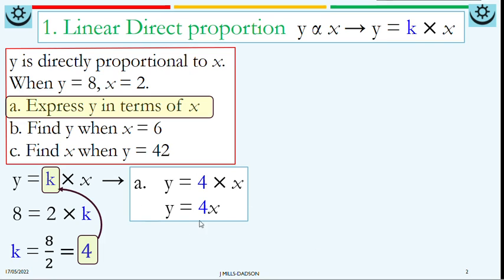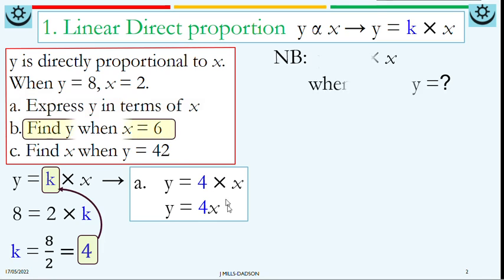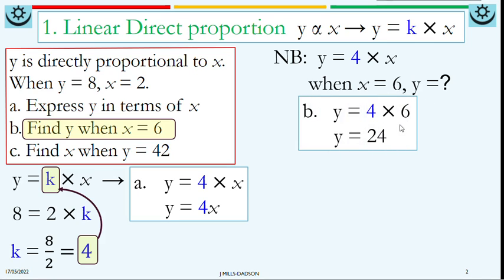And once you have the answer for the formula, that's what you use to find all these answers. What this means is, you know your formula is y equals 4x. So when x is equal to 6, what will be y? It's a simple substitution question. Substitute the value of x, which is 6. Therefore, y will be equal to 4 times 6, and y will be 24.